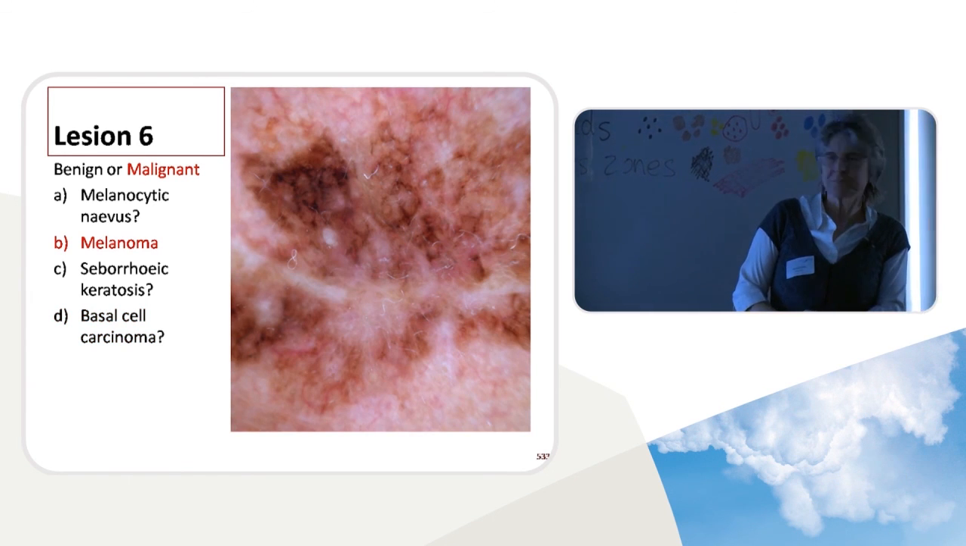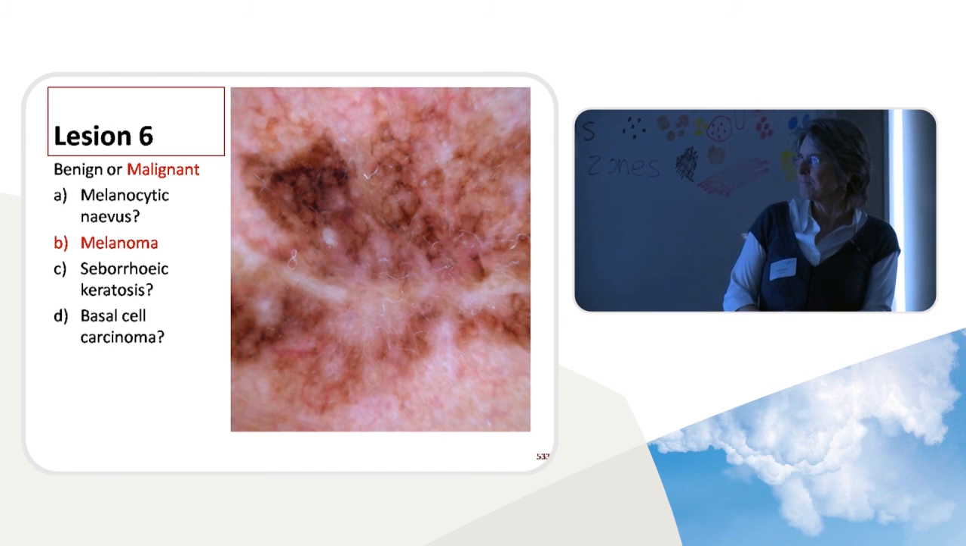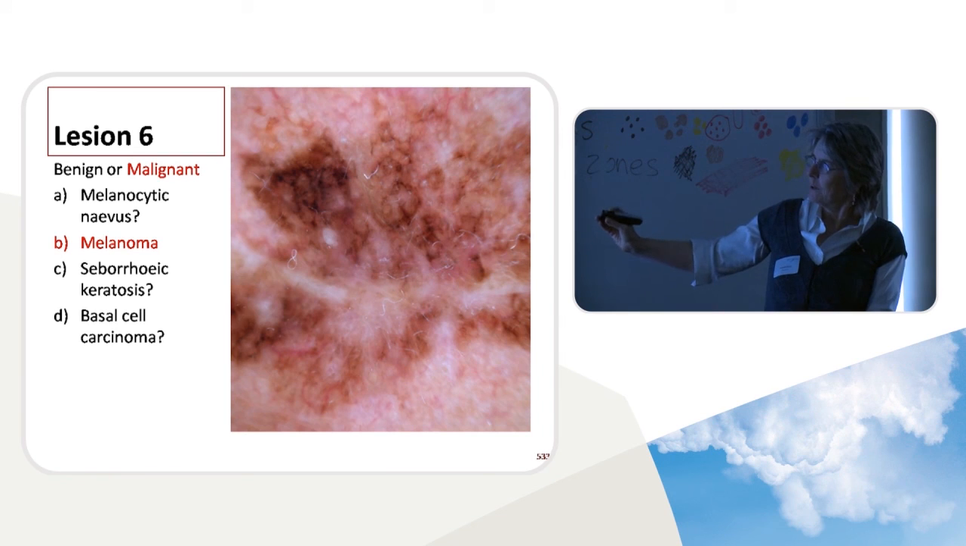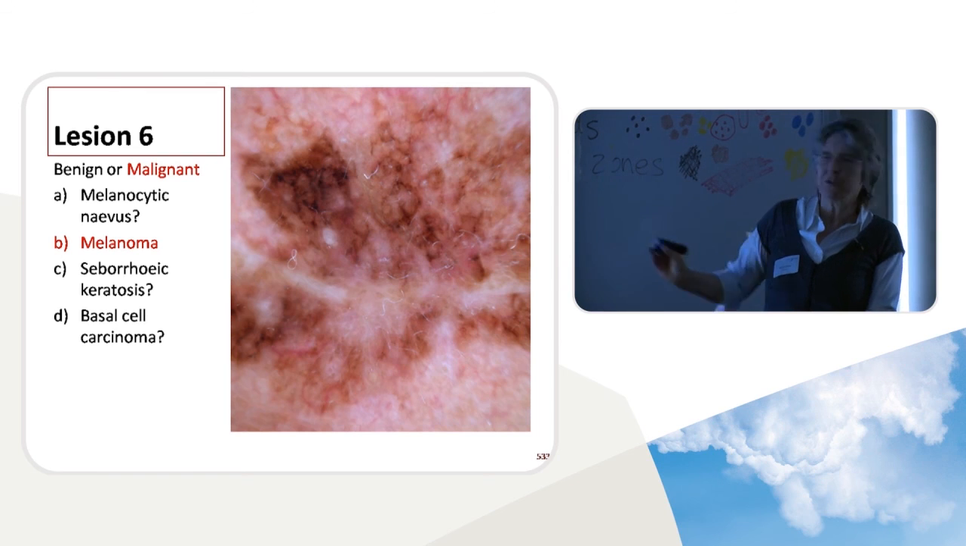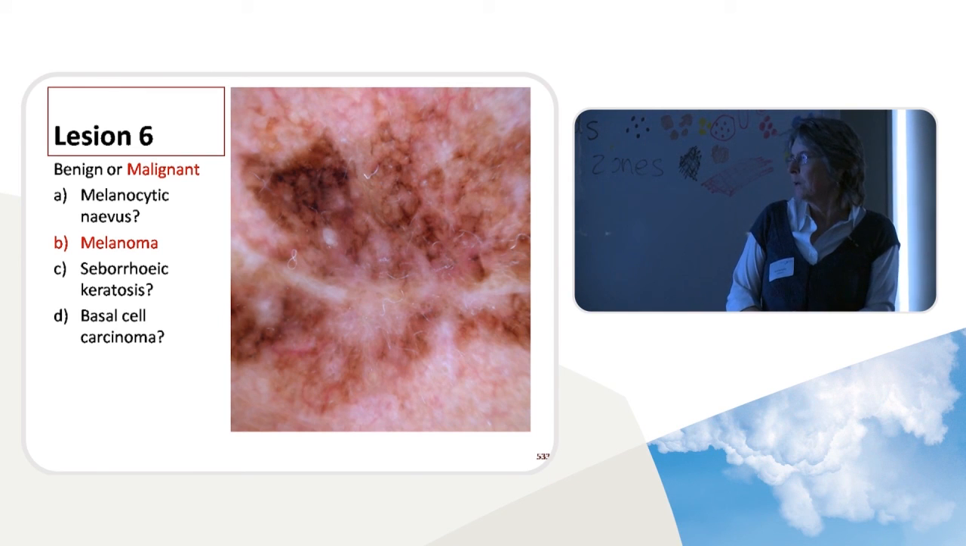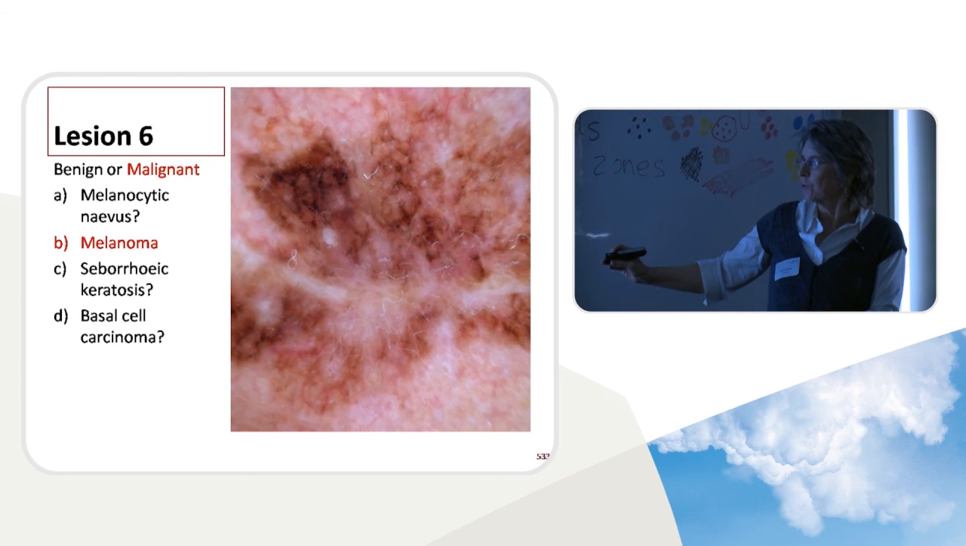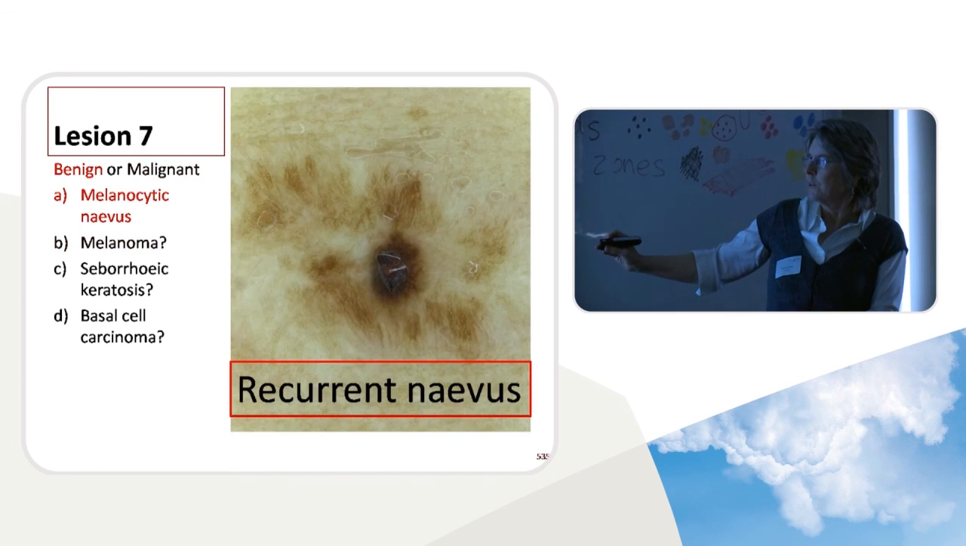6, B for melanoma. It's a very thin melanoma. It'll be a melanoma in situ. Still got some lines. They're thickened lines, but it's basically epidermal melanoma, irregular in colour and structure. Lesion 7.